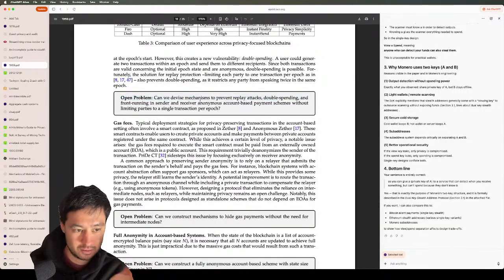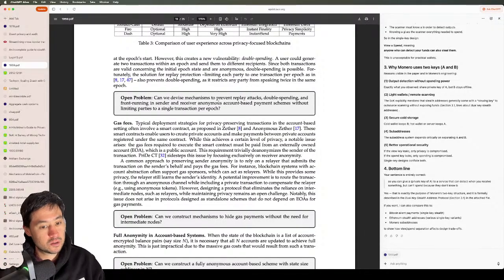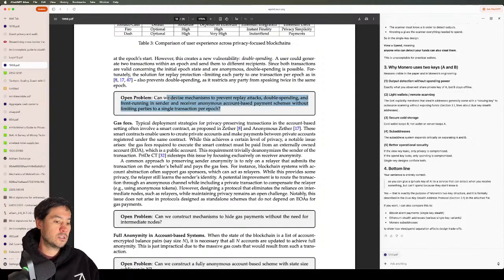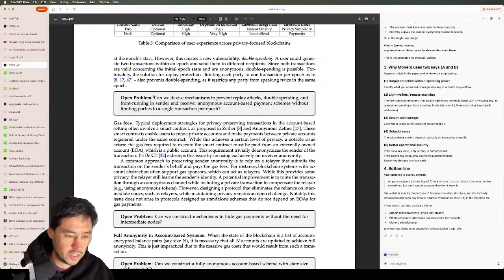I like this. This is great to see on paper. Can we devise mechanisms to prevent replay attacks, double spending, front running in sender and receiver anonymous account-based payment schemes without limiting parties to a single transaction per epoch? Is that what anonymous Zether ended up doing? I can't remember. I thought they had a way to not do that.